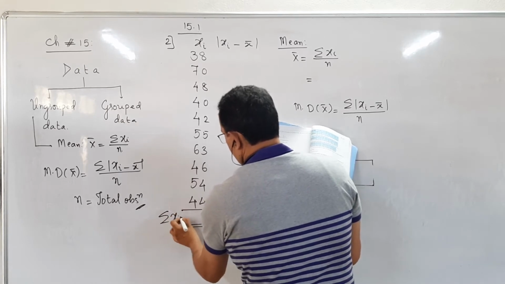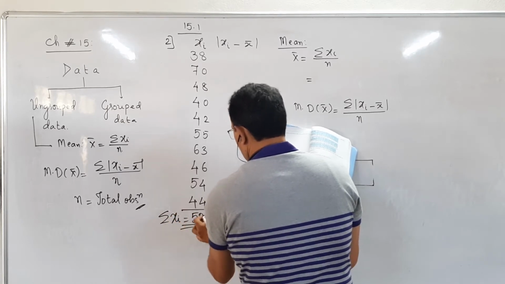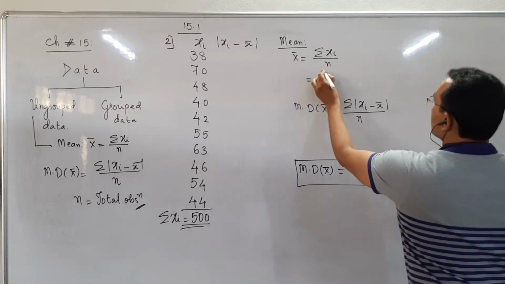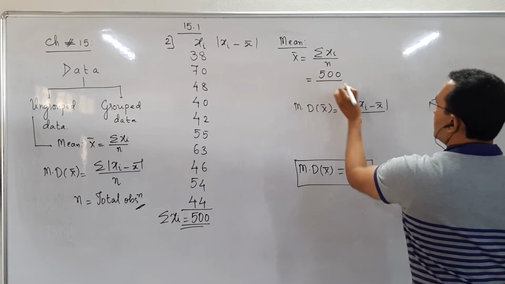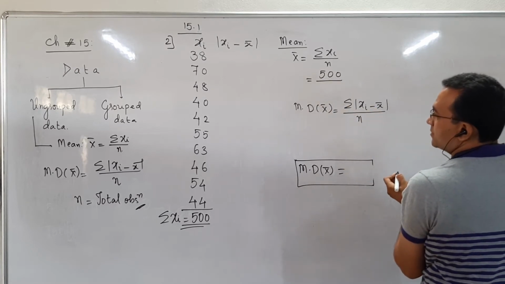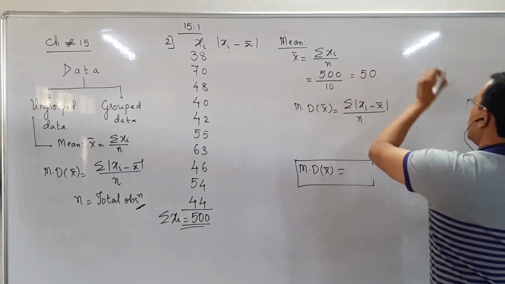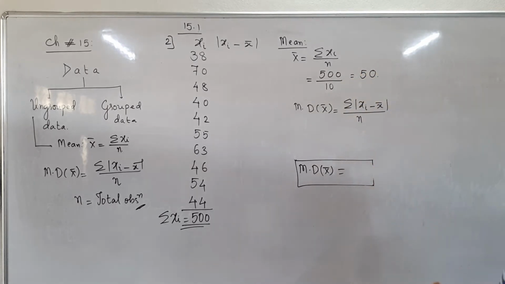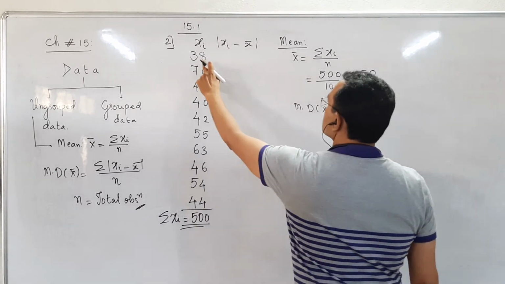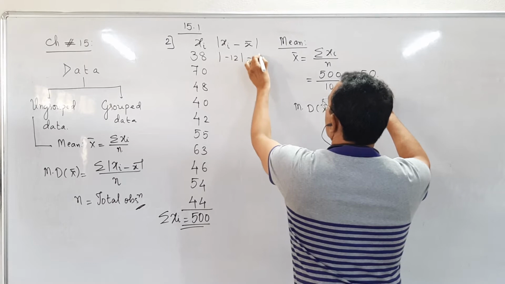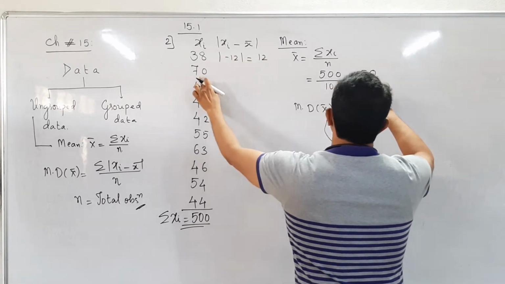And the total of these observations is calculated. That total is 500. Now students, let us find the mean. 500 divided by 10. So the mean is 50.